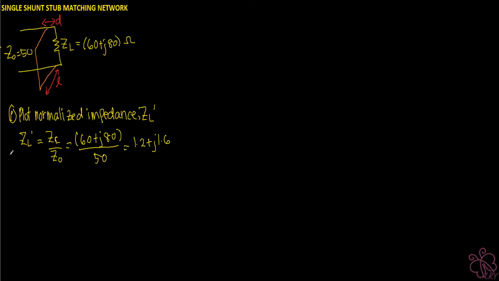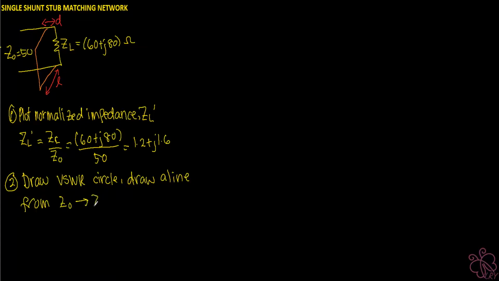So we're going to go to our second step, which is to draw the VSWR circle. Once we have drawn our VSWR circle, then we will draw a line from Z0 to ZL prime and automatically we will find our YL prime.